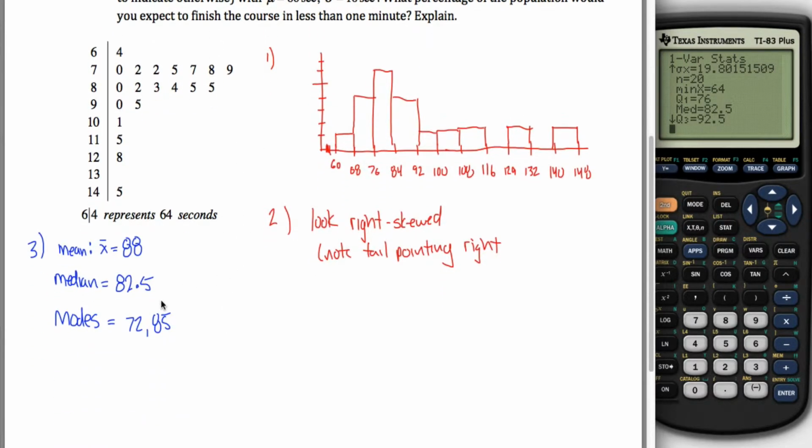Which is the most appropriate? Because it's skewed, we'll use median. When it's skewed, use median. When it's not skewed, use mean. Never use mode. Mode is stupid.